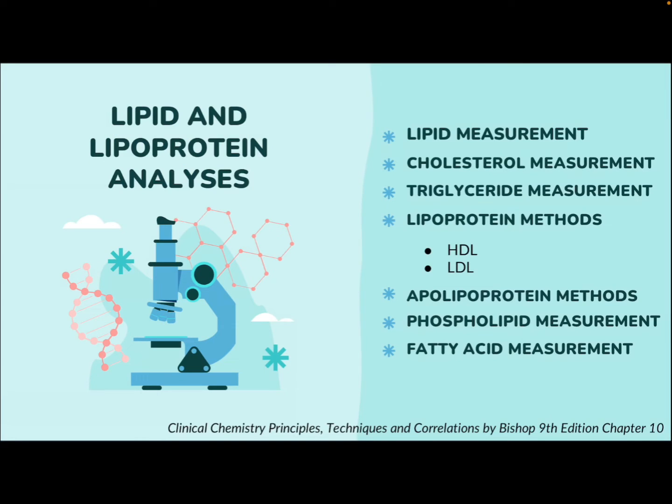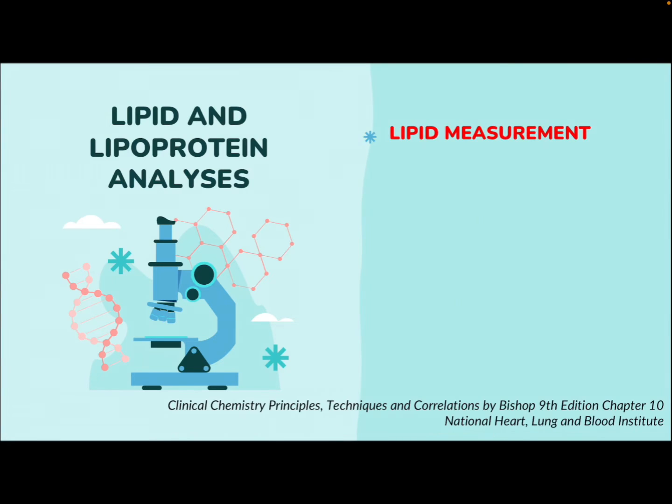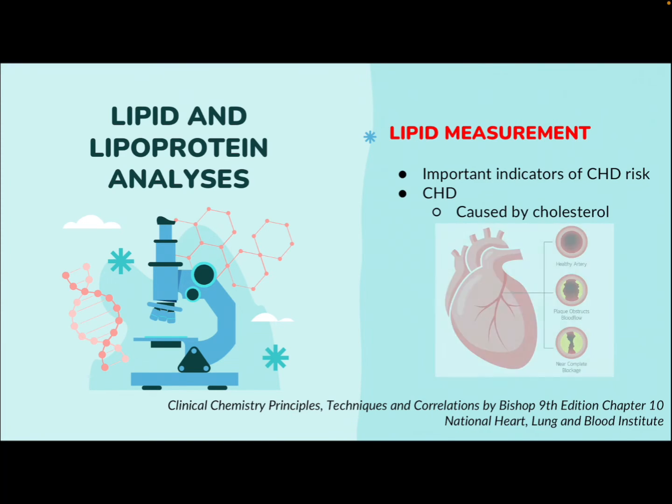For lipid and lipoprotein analysis, we will have lipid, cholesterol, and triglyceride measurements, lipoprotein methods including HDL and LDL, apolipoprotein methods, phospholipid and fatty acid measurements. For lipid measurement, lipids and lipoproteins are important indicators of coronary heart disease risk or CHD risk. CHD is often caused by cholesterol, which is a waxy substance that builds up inside the lining of the coronary arteries, forming plaque as seen in the image.